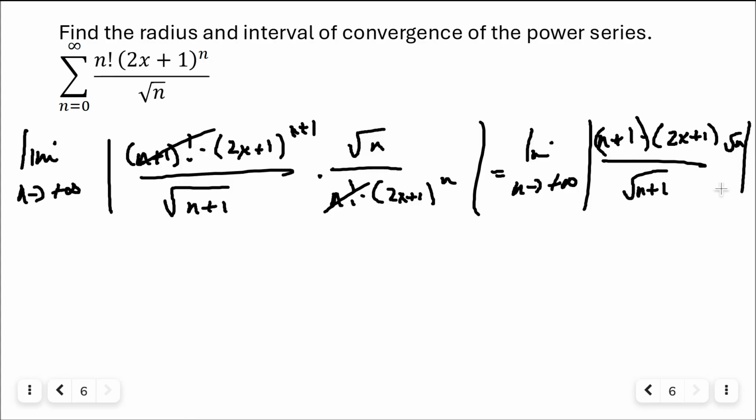Now, I want to know when this limit is less than 1. Well, here's the thing, though. If I were to multiply this square root n by this term here, it gives me an n to the 3 halves. That's going to be greater than the n to the 1 half that's in the denominator. So now if I take the limit as n goes to infinity, the dominant power is in the numerator. It's n to the 3 halves over n to the 1 half. Since the dominant power is in the numerator, this limit approaches infinity. And infinity is certainly not less than 1.